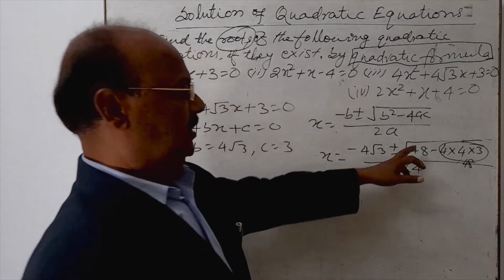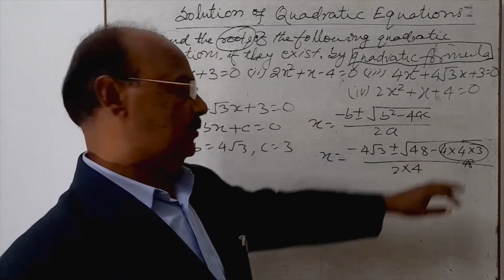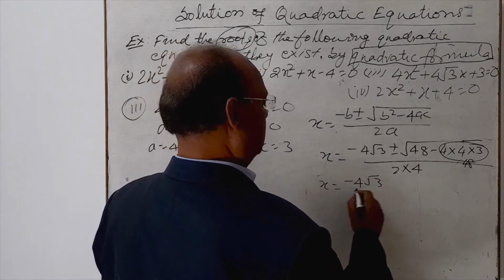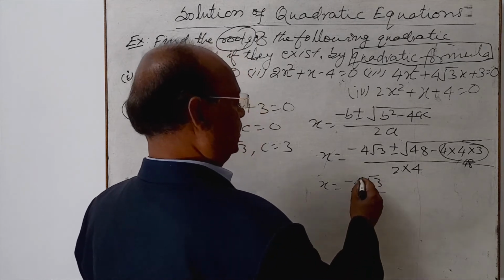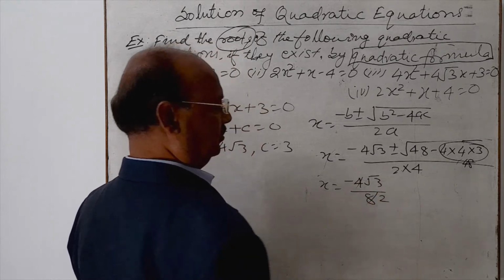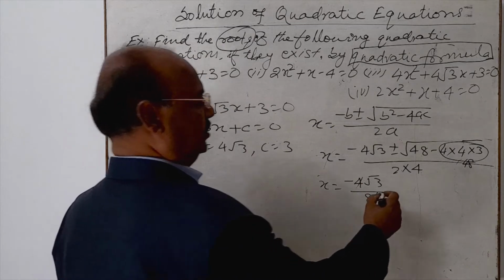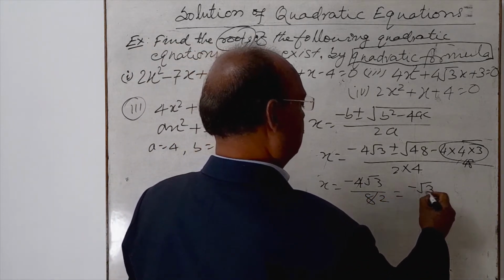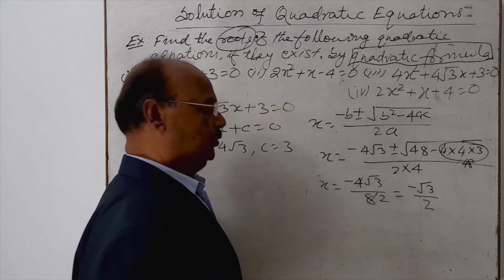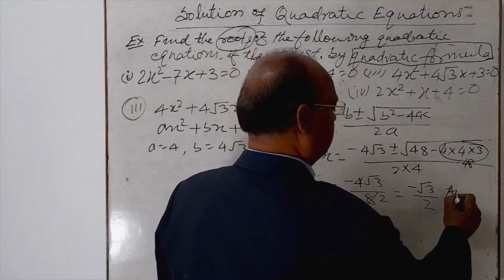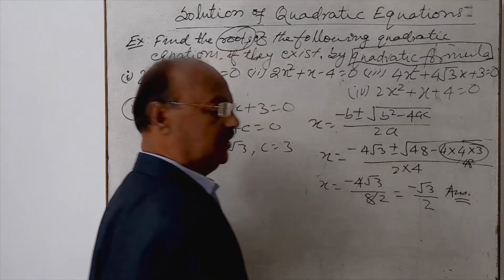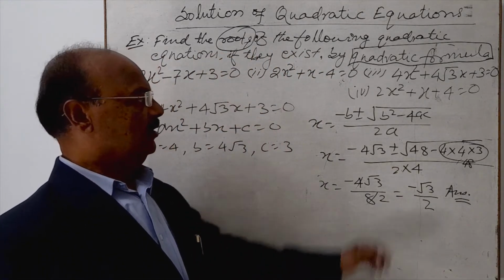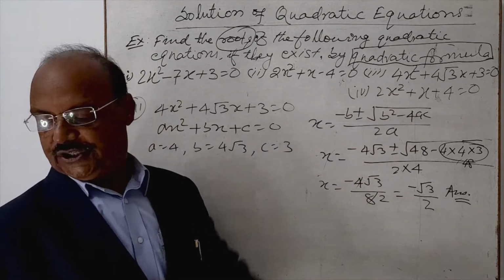So here 48 minus 48 will be 0. So we are getting here x is equal to minus 4 root 3 divided by 8. This 4 will be cancelled out with this 8. So finally you are getting x is equal to minus square root of 3 divided by 2. This is the answer. This is the root of this quadratic equation. Correct? Very simple. Okay. Now let us see last question, fourth question.